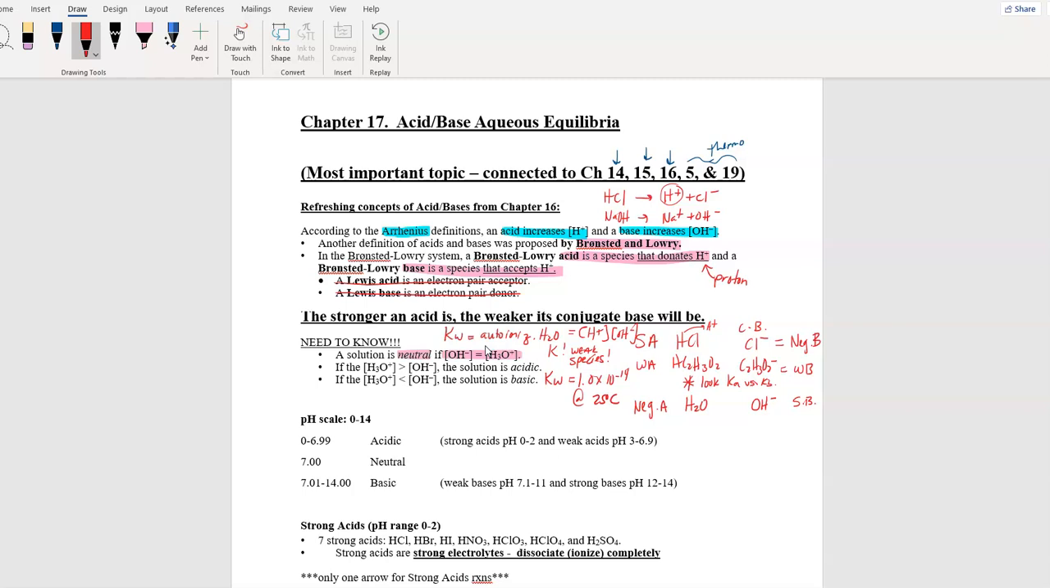But if you have a neutral solution, these two values would equal each other, and you would get 1.0 × 10^-7 molarity. Because if you take the same number, times it by that same number, you will get 10^-14. If you have more hydroxide than hydronium, you will have a basic solution. And if you actually have more hydronium than hydroxide, you'll have an acidic solution.